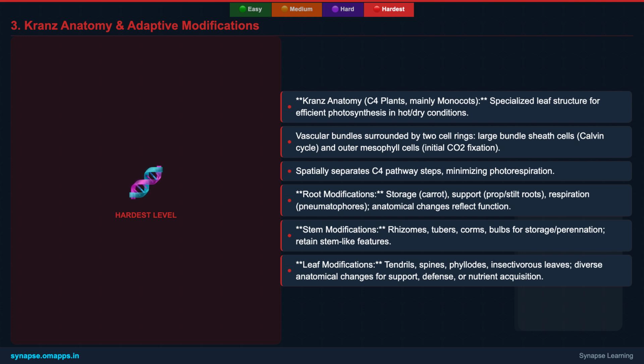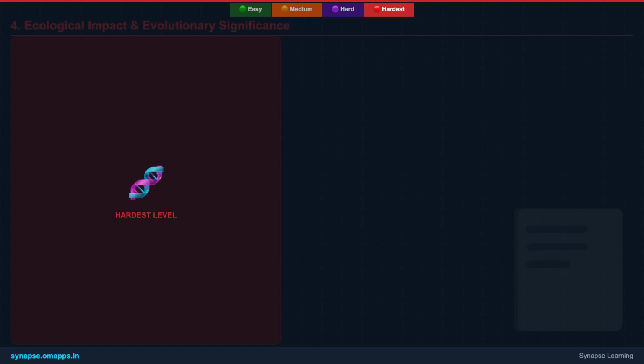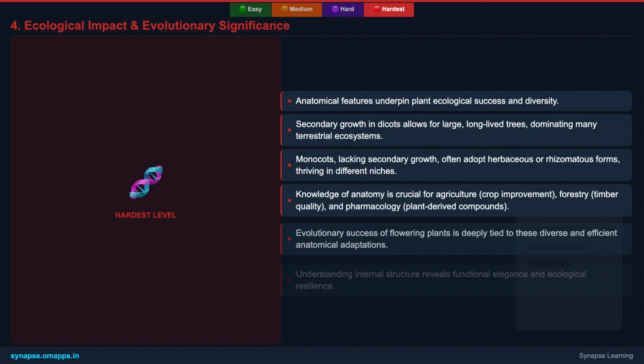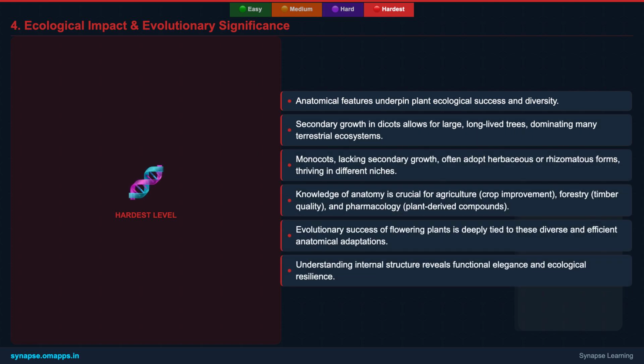These modifications are not merely external changes, they involve profound internal restructuring to meet specific environmental demands, demonstrating the remarkable adaptability of flowering plants. Finally, let's consider the legacy and impact of these anatomical insights. Understanding plant anatomy is crucial not only for academic knowledge but also for applied fields like agriculture, forestry, and pharmacology.